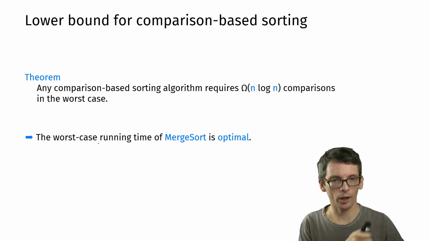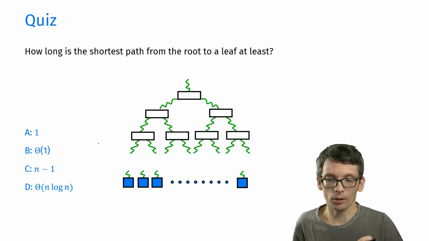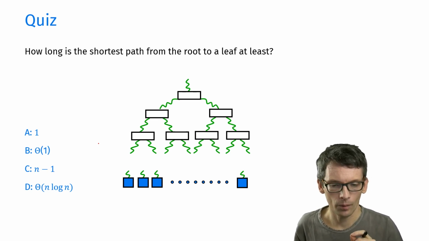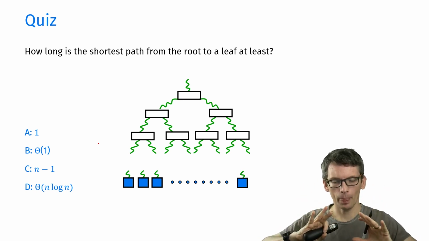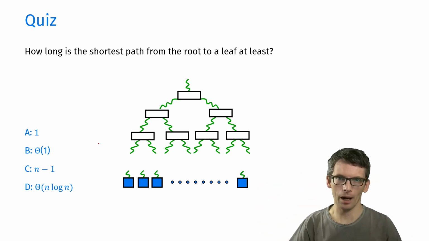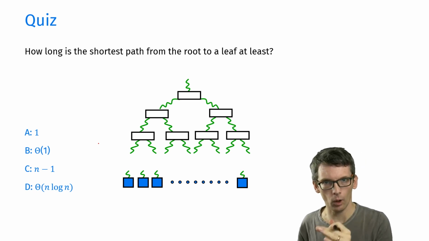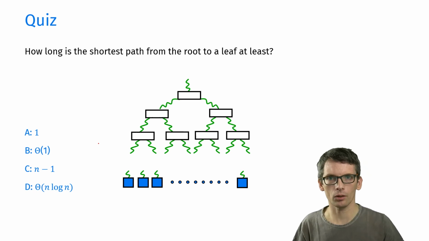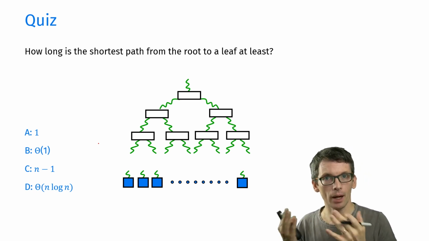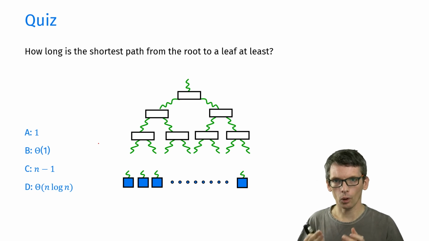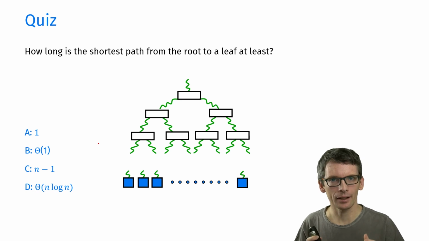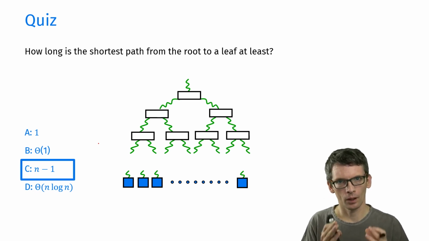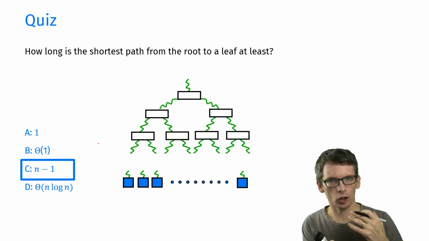Let's relax with a small quiz. What is the lower bound on the shortest path from the root to a leaf? So this is now any sorting algorithm, and I'm asking you, how short could a path be? Could a path from root to leaf be as short as 1? Could it be constant, order 1, n minus 1, or order n log n? The correct answer is n minus 1. So there cannot be a path that is shorter than n minus 1.